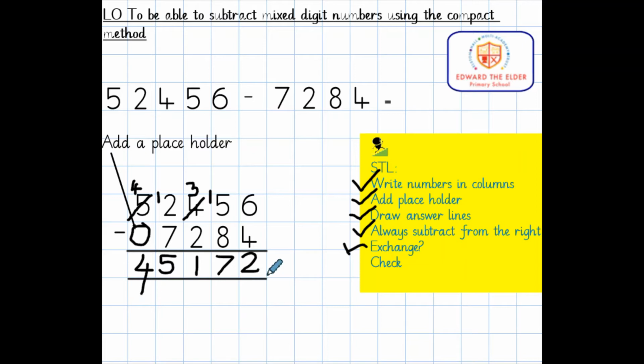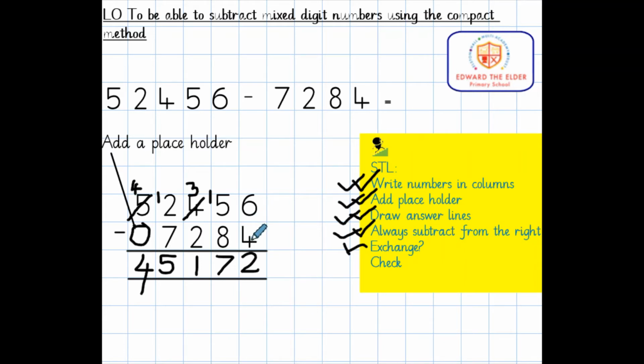So if we then look at our steps to learning, it asks us to check our answers. So let's go through again and check our answers. Did we write our numbers in the right columns? Yes, we did. So we must have an extra tick. Did I put my placeholder in? Yes, so I'm going to give myself an extra tick. Did I draw my answer lines? Yes. Did I start on the right? Yes, I did. So let's work our way through again.